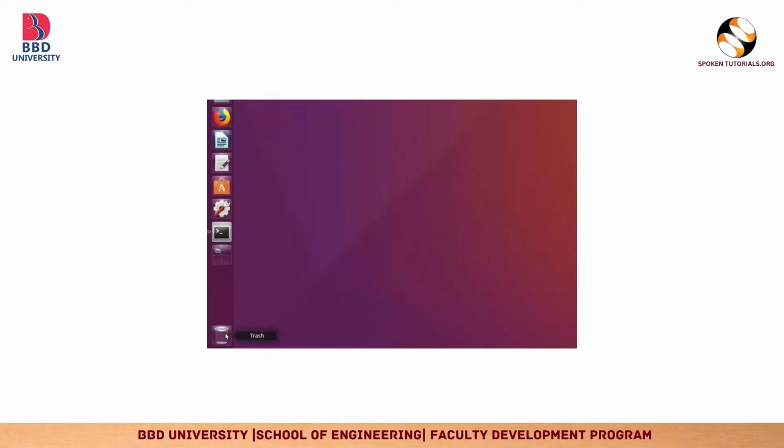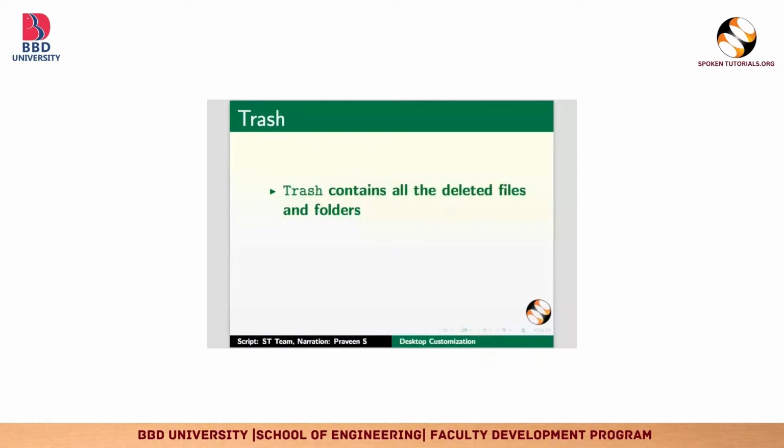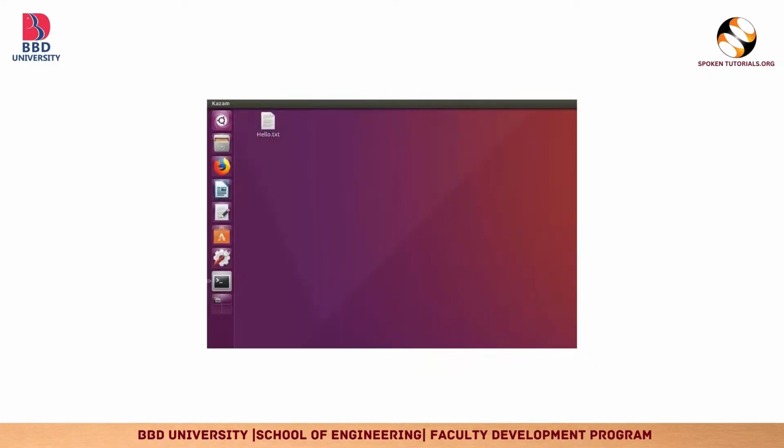Trash is another important icon on the launcher. Trash contains all the deleted files and folders. In case we delete a file accidentally, we can restore it from trash. To demonstrate this, I will delete hello.txt which is on my desktop. Right click on the file and click on the option Move to Trash.